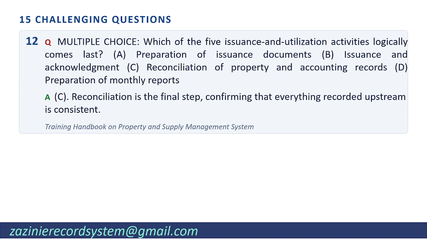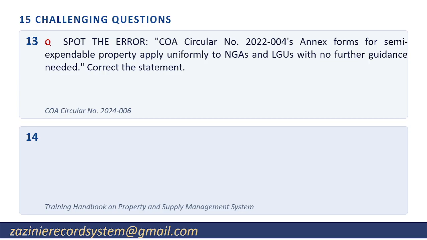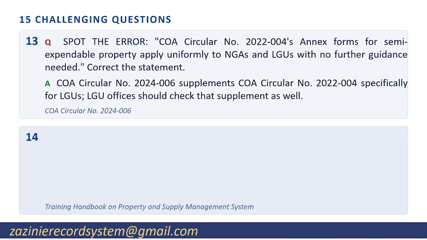15 challenging questions. Number 13. Q. Spot the error. Commission on Audit Circular Number 2022-004's Annex forms for semi-expendable property apply uniformly to NGAs and LGUs with no further guidance needed. Correct the statement. Commission on Audit Circular Number 2024-006 supplements Commission on Audit Circular Number 2022-004 specifically for LGUs. LGU offices should check that supplement as well.